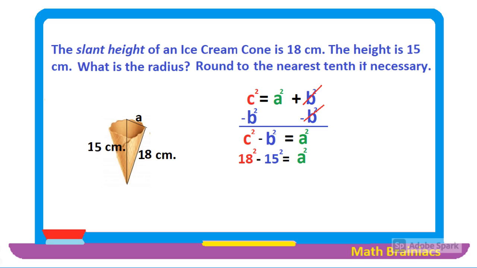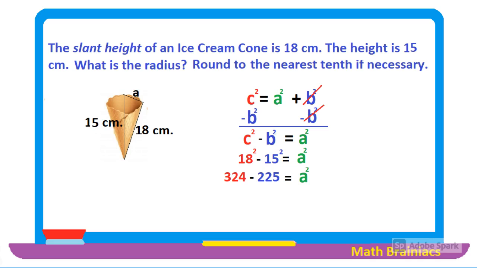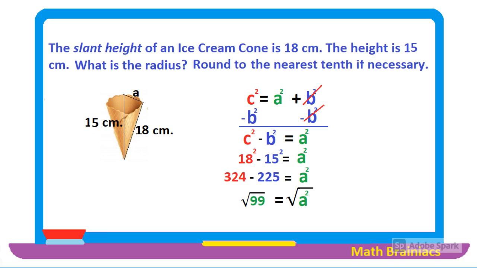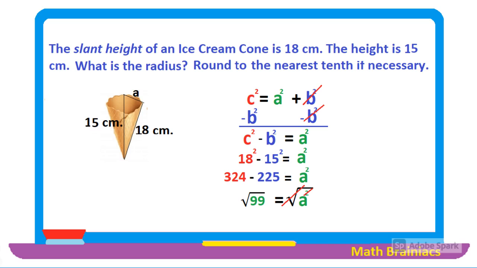Substituting the given values in the equation, it will give us 18 squared minus 15 squared is equal to a squared. 18 squared is 324 and 15 squared is 225. Therefore, 324 minus 225 is equal to a squared. Simplifying the equation, it will give us 99 is equal to a squared. We can apply now the square root on both sides of the equation so that we can solve for a, which is the radius of the ice cream cone.